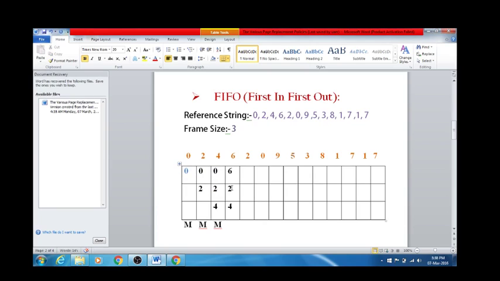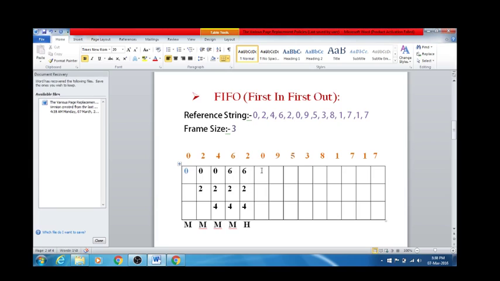The next number which enters is 2. Now where should I put 2? Isn't 2 already present in the memory? I don't have to replace it, it's already present. So I write 6, 2, and 4 over here, just the way it is. However, this time it will be a page hit.